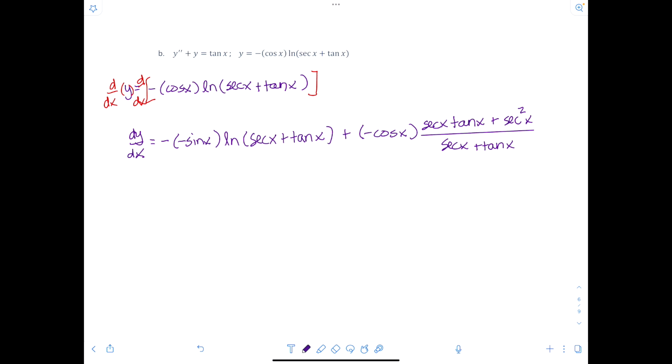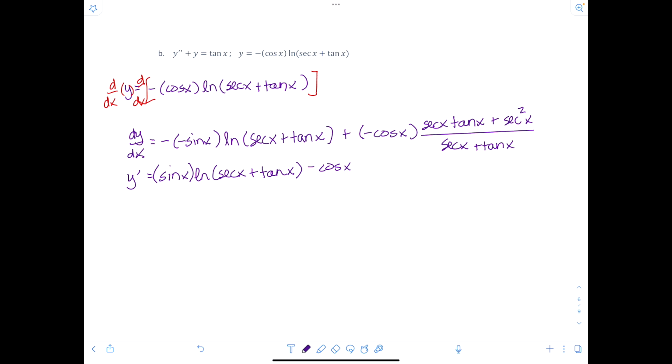Okay, so we want to simplify that. I'm going to rewrite dy/dx as y prime. So this will be sine x times natural log of secant x plus tangent x, minus cosine x. Now, I'm going to change everything in terms of cosine x.